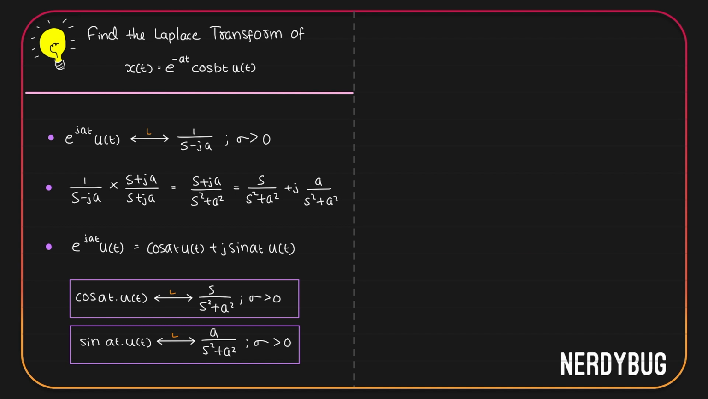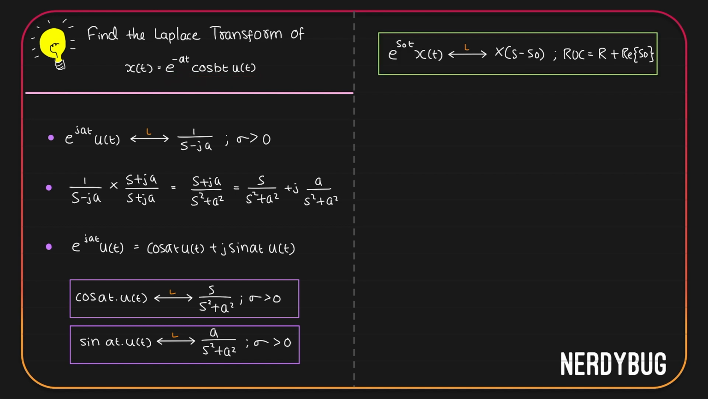To find the Laplace transform of e raised to minus at multiplied by cos bt u of t, let us use the previous property that we learned. According to this, the Laplace transform of e raised to s naught t x of t is x of s minus s naught. So the Laplace transform of e raised to minus at cos bt u of t will be x of s minus s naught. Instead of s naught here, we have minus a. So s naught is minus a.